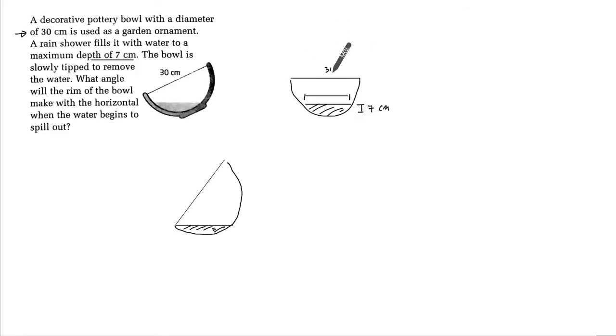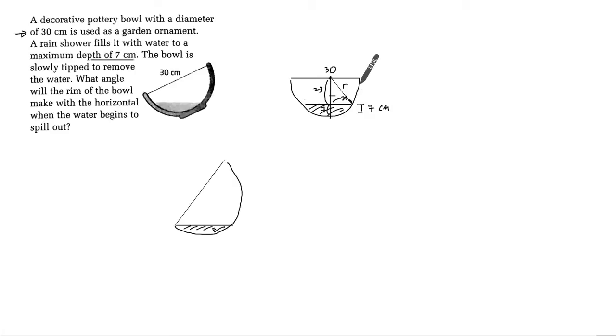We know this is 30, which means that right there is 15. This is 15. So let's label this to be x. And we know this is 7. So then this right here is 23. But we know this is the radius. From the center, this is the radius.